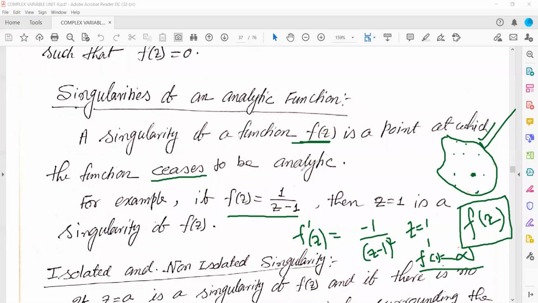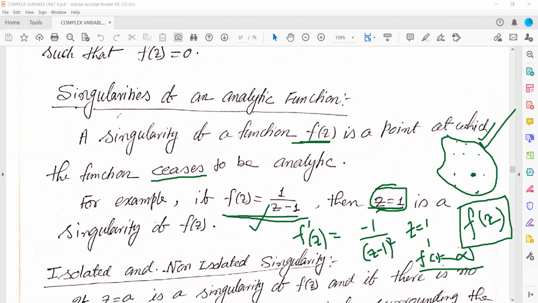And so this function is not analytic at the point z equal to 1. That means this point z equal to 1 is called a singularity of this function f(z). There is no other singularity: for every value of z except z equal to 1, the derivative of the function exists. But at z equal to 1, the derivative does not exist. So z equal to 1 is called the singularity of the function f(z).